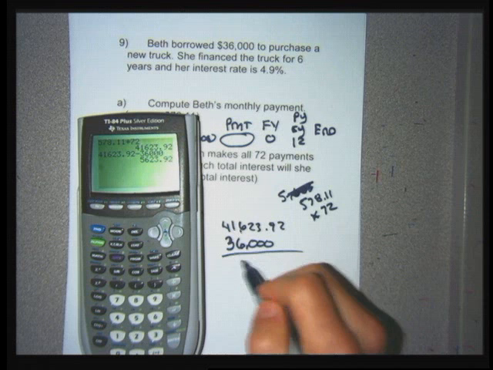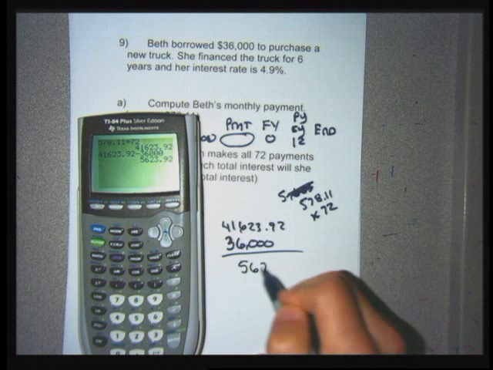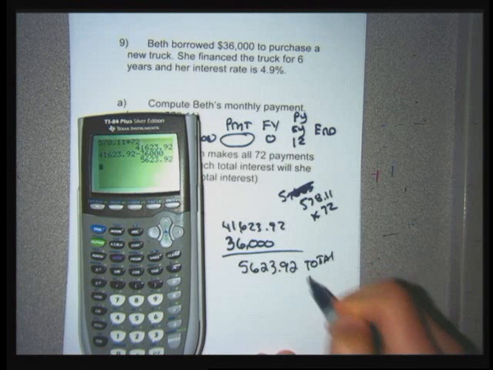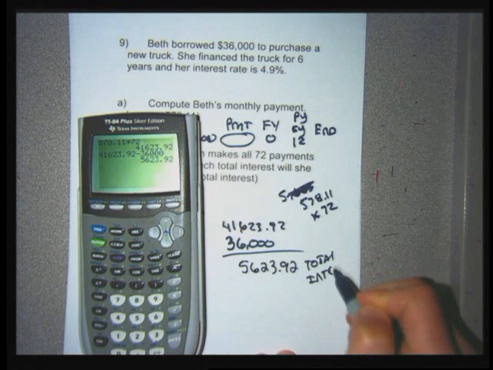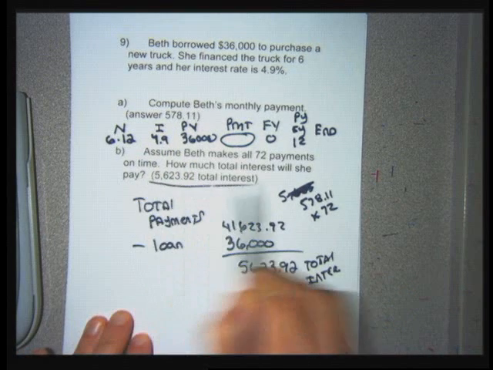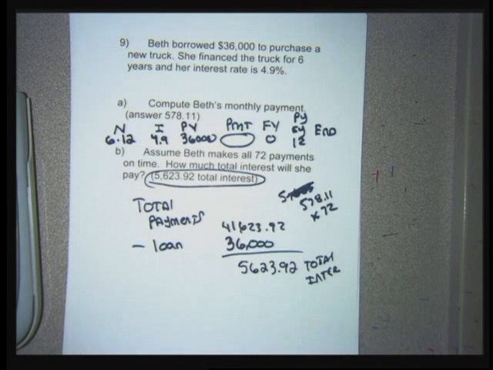The difference between her total payments and the loan amount is the total interest that she pays. That's almost $6,000, $5.5 grand. So the total interest for Beth is $5,623.92. So that's the end of the loan problems.